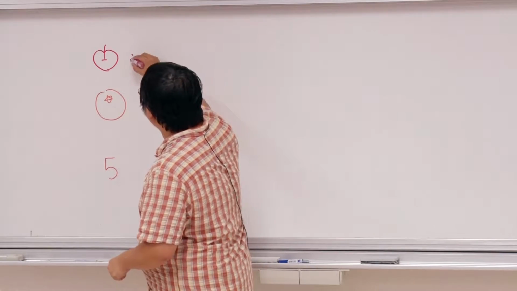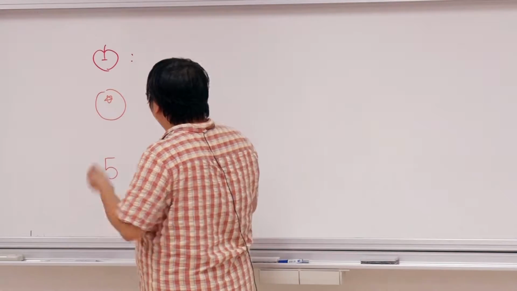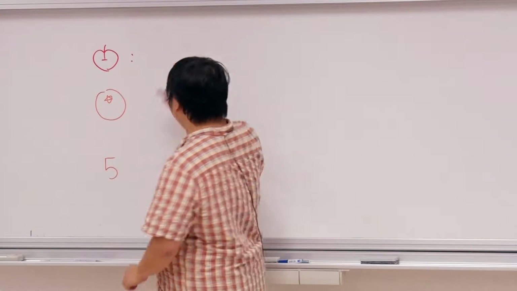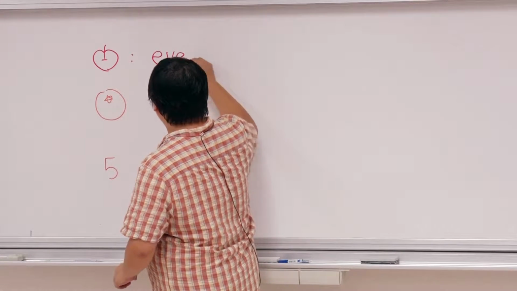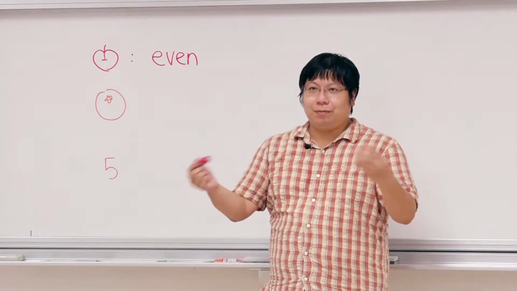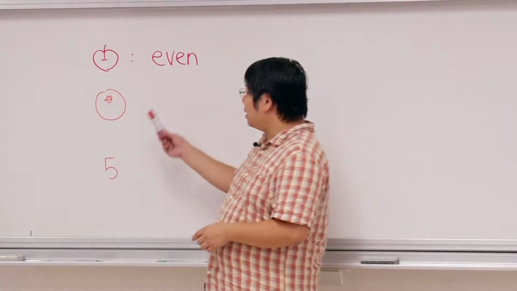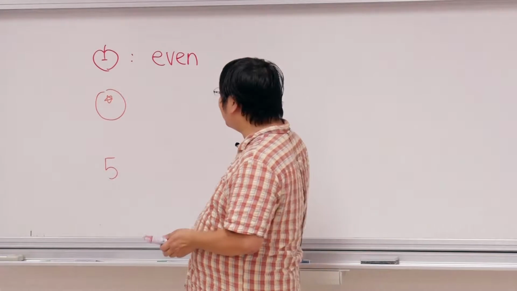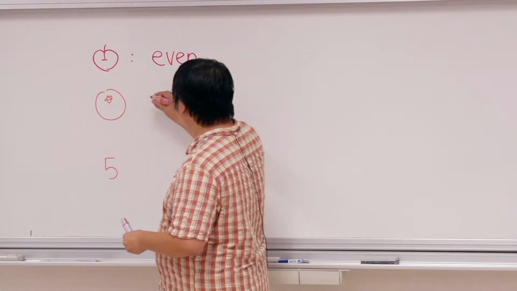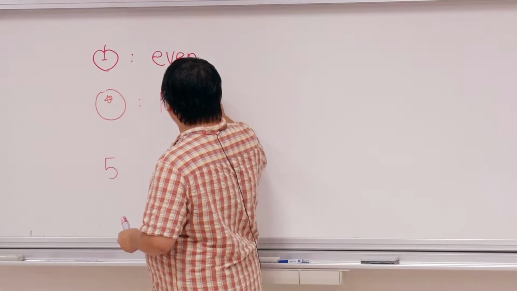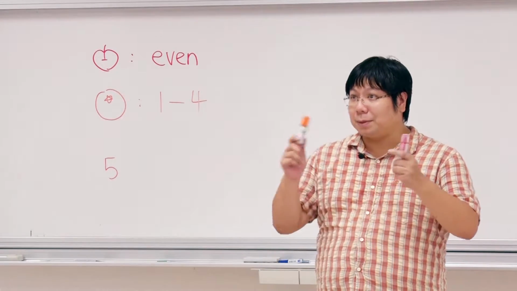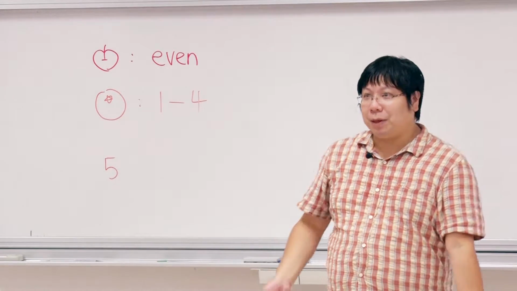Suppose that for some strange reason, the number of apples has to be even. You cannot have a lot of apples. And let's say for a certain reason, the number of oranges has to be between 1 to 4. So you must buy at least one, but you cannot buy more than 4. How many ways are there?